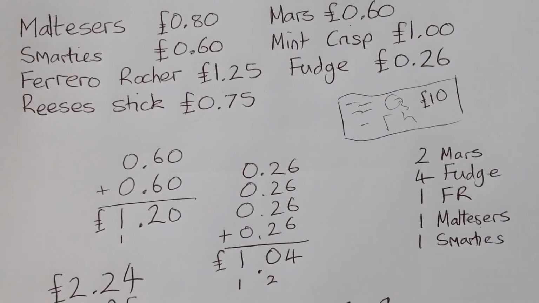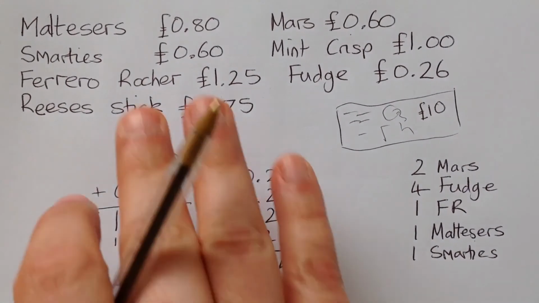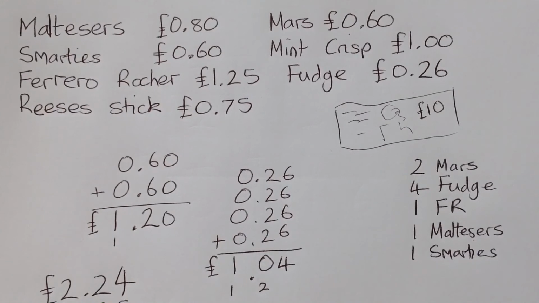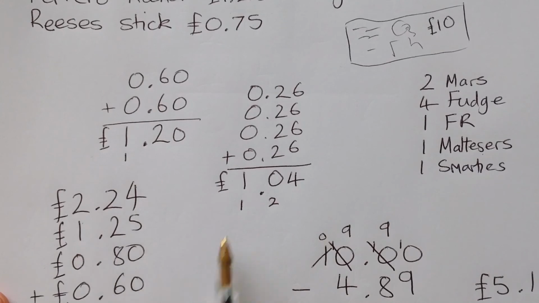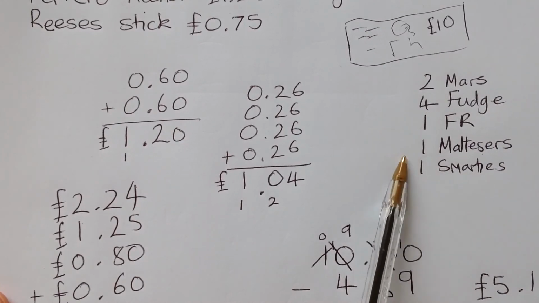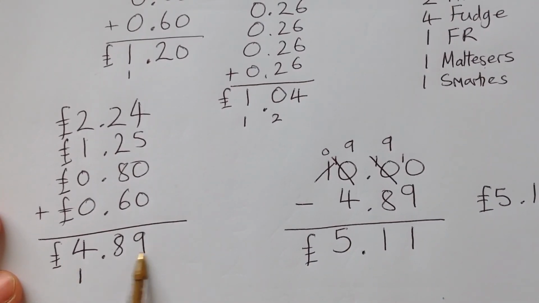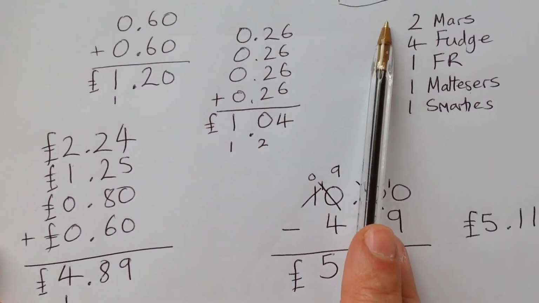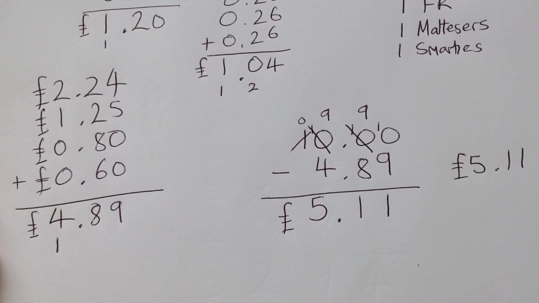Just a quick recap for you. You can use my prices or make some up or find some of your own. I just found mine by going onto the Tesco website. You're starting with a £10 note. You can do lots of different additions, however you want. You can even do some multiplications to create a shopping list. I got 2 Mars bars, 4 fudge bars, 1 Ferrero Rocher, 1 Maltesers and 1 Smarties. I spent £4.89 to get all of those things. I took it away from the £10 note I had. There it is. And I got the change of £5.11.